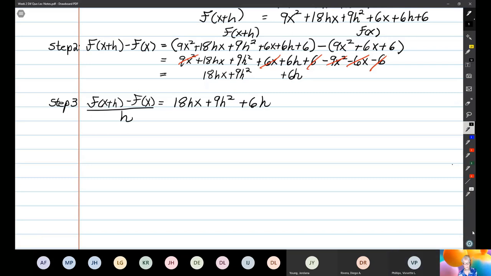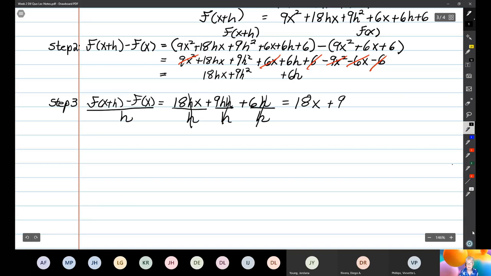Okay, so there you go. We know what the top is. Step two was all about finding what the numerator of this fraction is. Now I go through and I divide each separate term by h, and I rewrite h squared as h times h, just because it makes it easier. The h's cancel, h's cancel, h's cancel. And so my final answer is going to be 18x plus 9h plus 6.